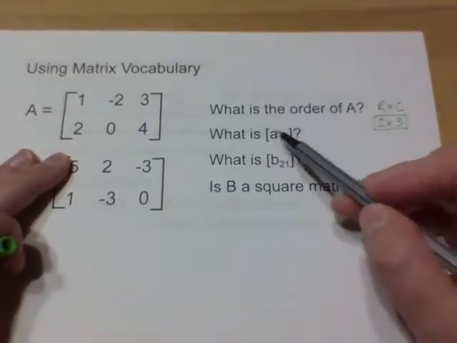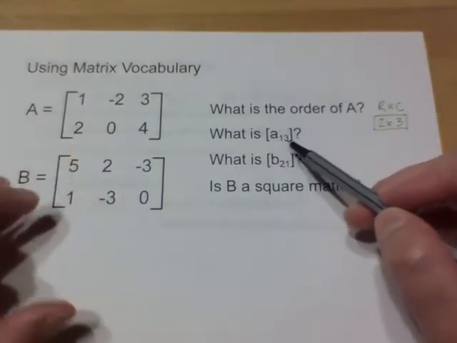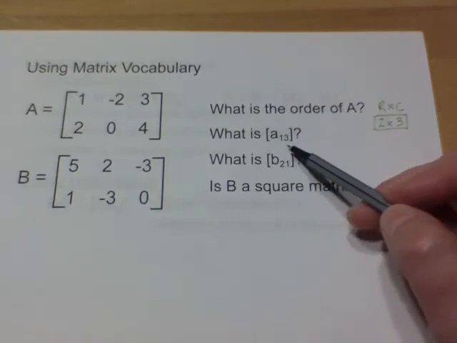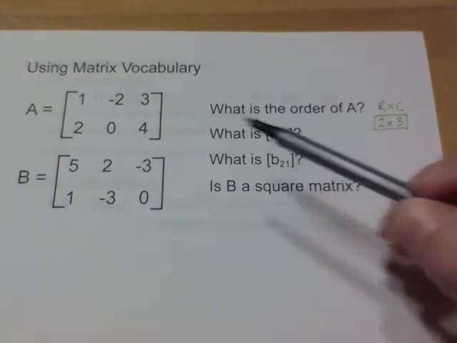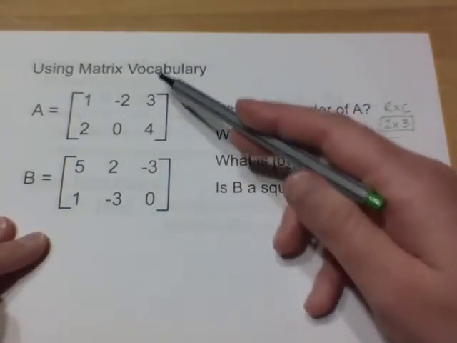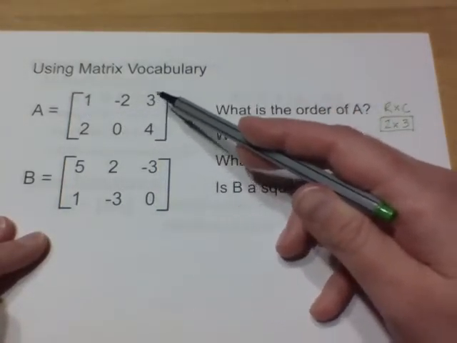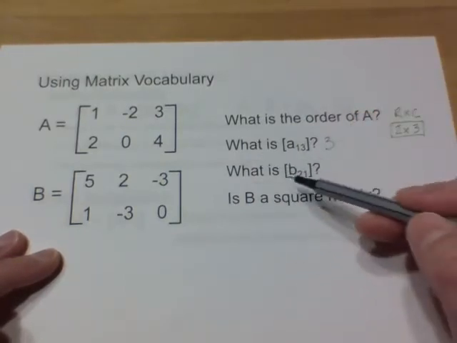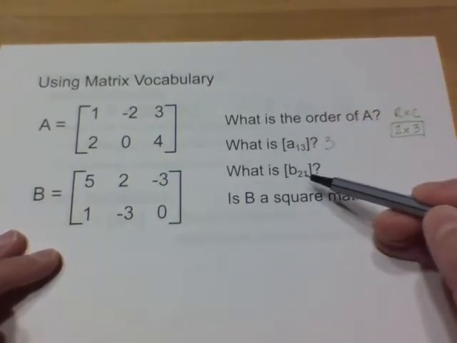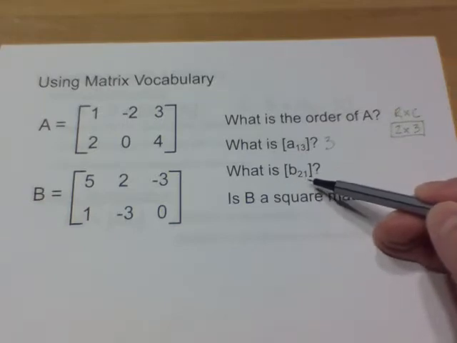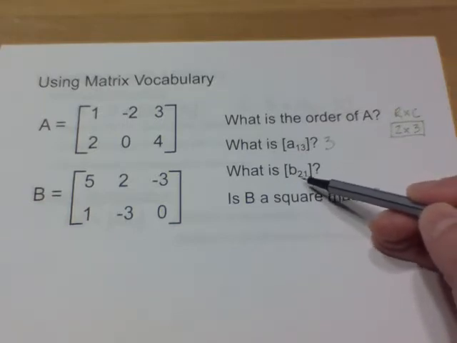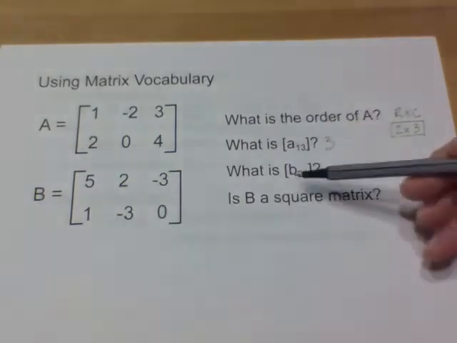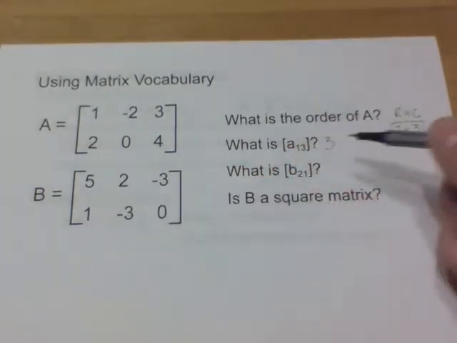Then they actually want the digit that represents A13. And so remember again that the first one is your row and then the second one is your column. So they're saying we're looking in row 1, column 3. And so that's that piece right here. So 3. The next one, they're saying go to matrix B and find, again, row, then column. So find row 2. So that's this guy. And then column 1. So right here.